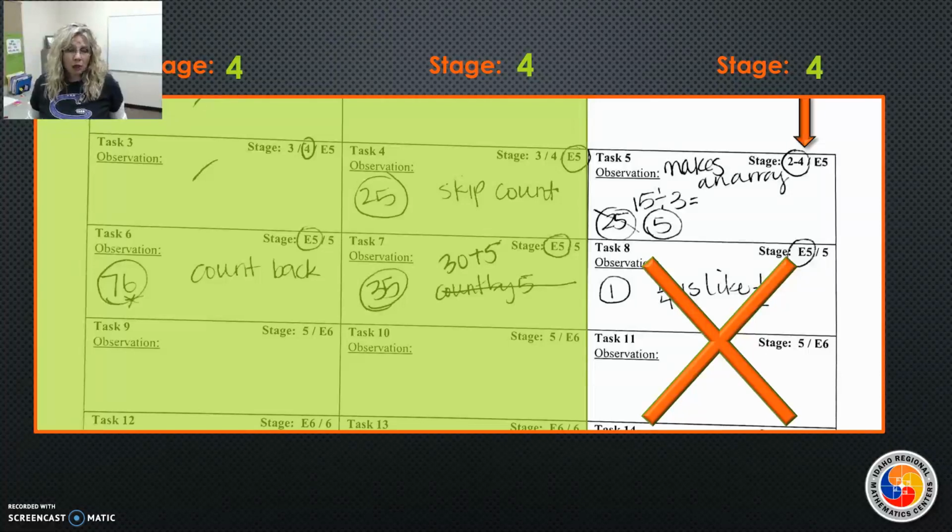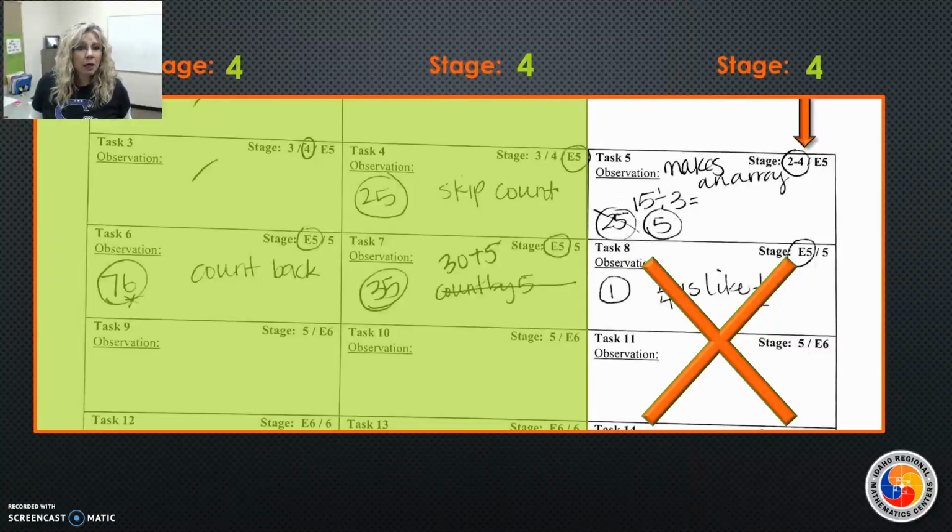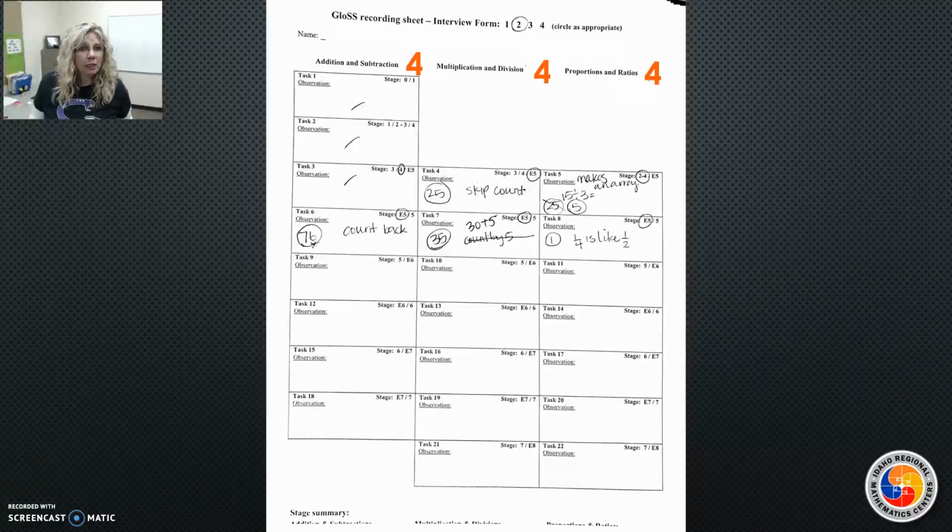And since this child was able to make an array and come to an answer, we're going to score this as a stage 4. Remember, just because they get the right answer doesn't mean that it's automatically going to be scored as the higher one. It all depends on how they think about it. And here we go. Here is the final scoring from our analysis. All of them were stage 4.